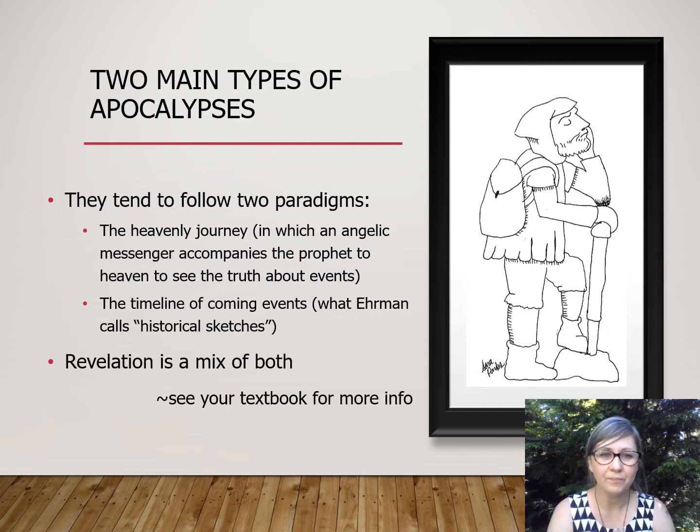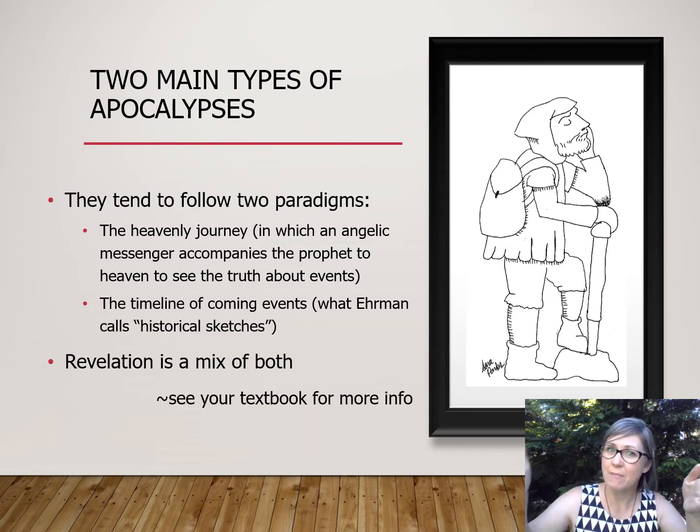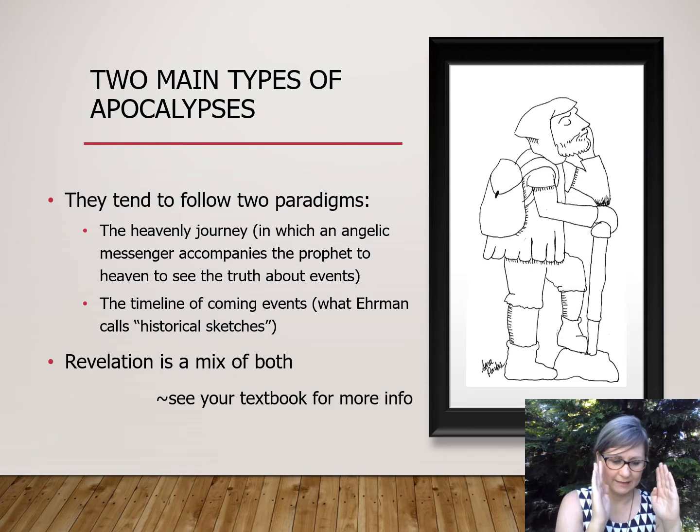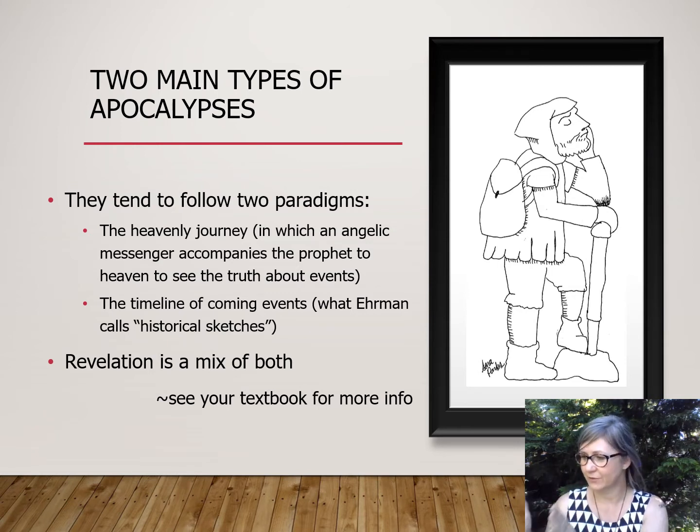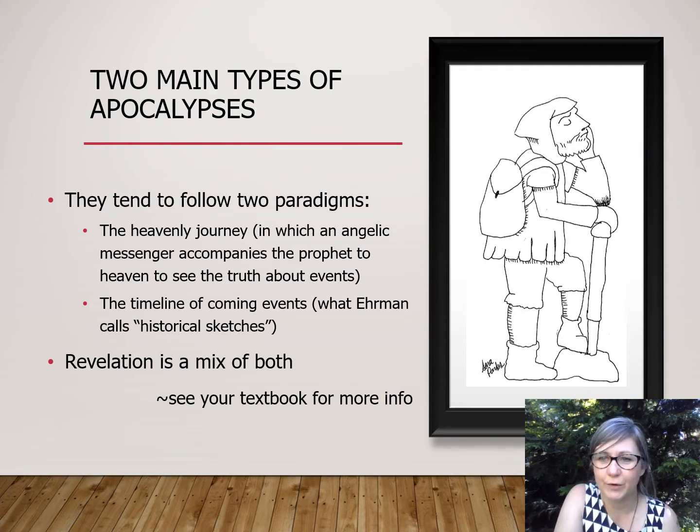The other type is a timeline, a schema of coming events. Like there's this stage of history, and then there's going to be this leader, and then there's this stage, and everything's kind of divided in order. And Ehrman calls these historical sketches. So Revelation has elements of both of these, both the heavenly journey and visions, and the timeline, the earthly historical timeline.